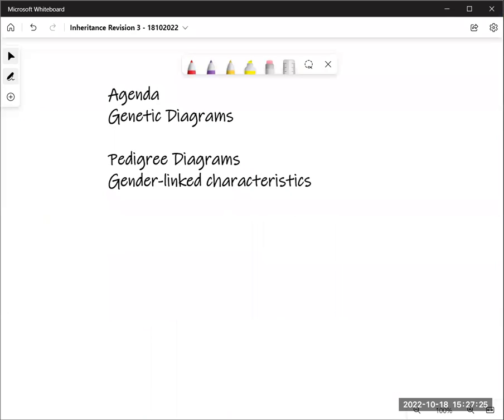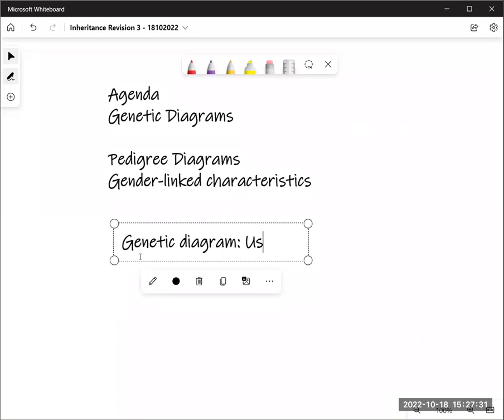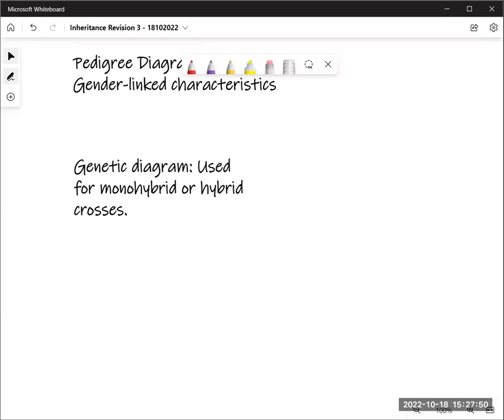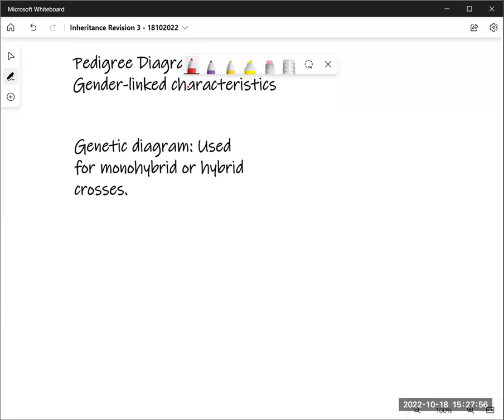What is a genetic diagram, for the first thing? A genetic diagram is used for doing crosses for monohybrid or dihybrid crosses. What is the meaning of this? Let's first realize how we use it, then I'll tell you what all of it means.